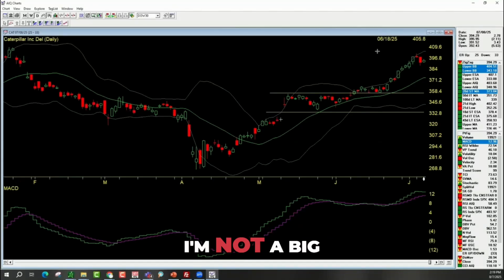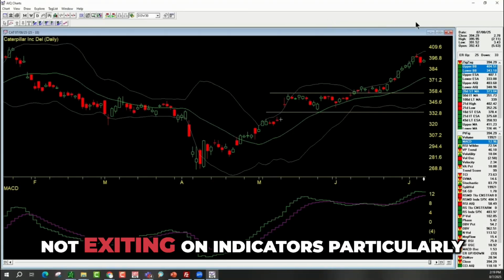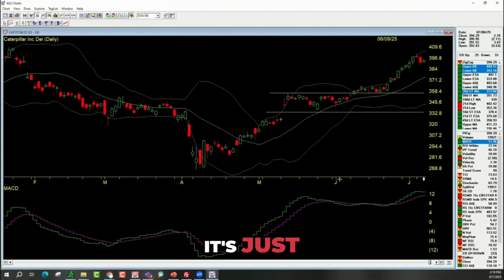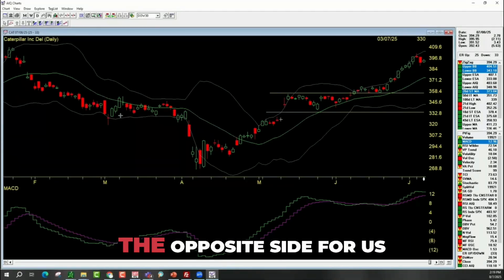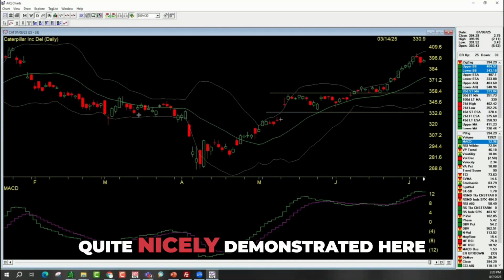Exiting again, I'm a big fan of trailing stops, not exiting on indicators particularly. That's my preferred exiting strategy. This Caterpillar chart also has the opposite side for us, quite nicely demonstrated here.